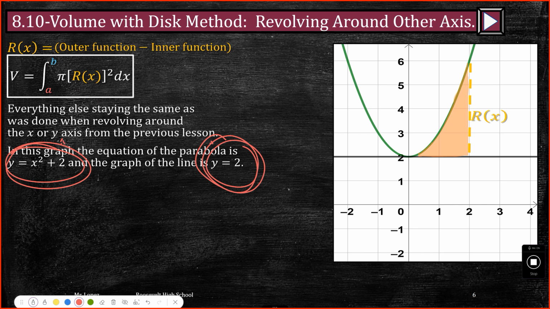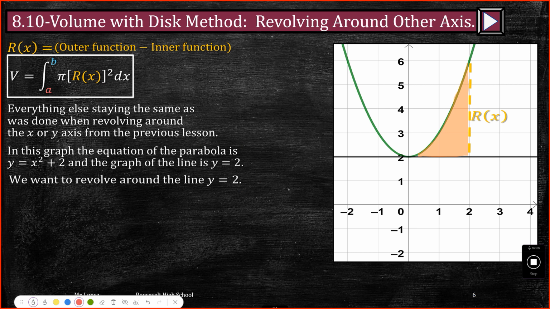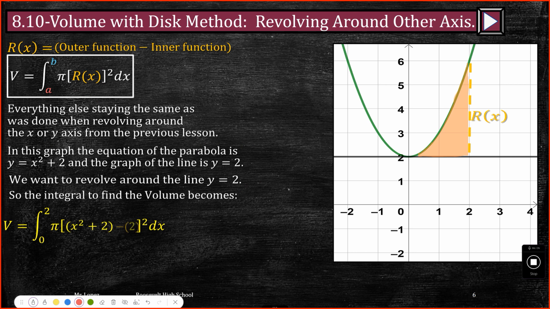Basically it's the same thing, because 2 minus 2 is going to cancel out. So in any case, if it's asking to revolve around the line y equal to 2, it's outer minus the inner. Outer is the parabola that's been shifted up to 2, and then minus the y equal to 2 horizontal line.